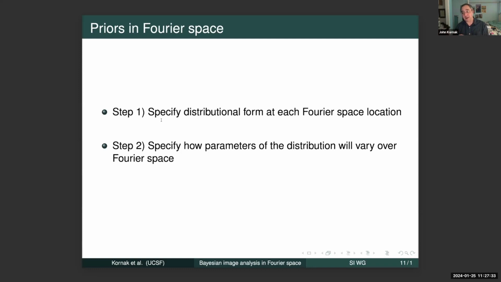Remember that we only have a low dimensional problem at each Fourier space location, but we need to specify what form the prior will take there for each of the parameters that are in the prior. And then we need to specify how those parameters are going to vary over Fourier space. So that's why I said conditionally dependent. We're going to set the parameters at each and every point in Fourier space.